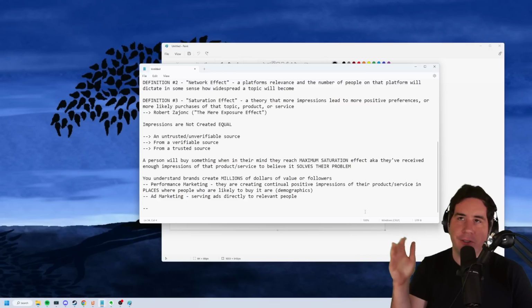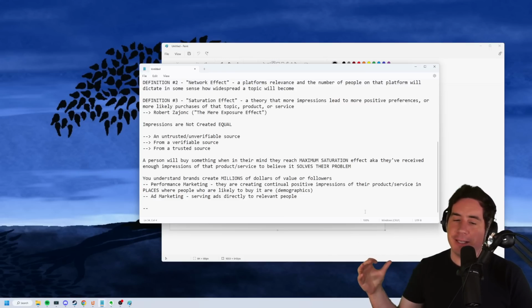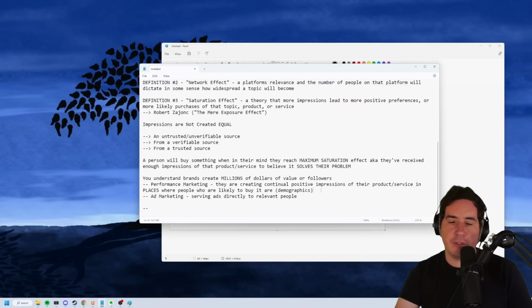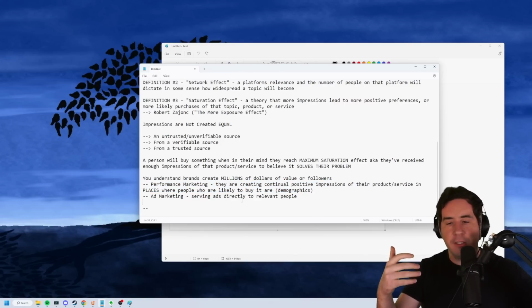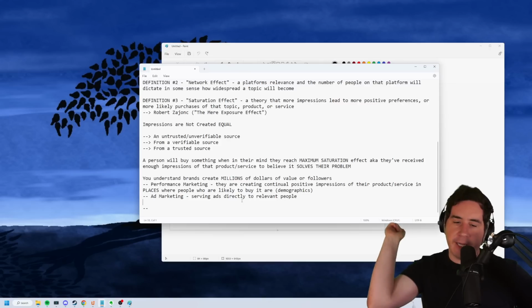And people always say like, oh, well, Google has all your data, Facebook has all your data, TikTok has all your data. That's true. It's actually not that hard to build a pretty convincing demographic of what people are likely to buy. So performance marketing just means that you're basically serving positive impressions to those people over and over again in the places where they are. And ad marketing just means you're serving ads to those same people, right?